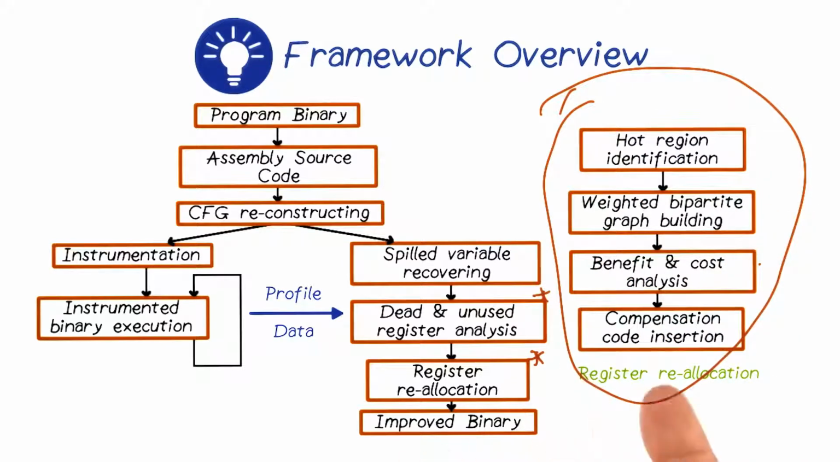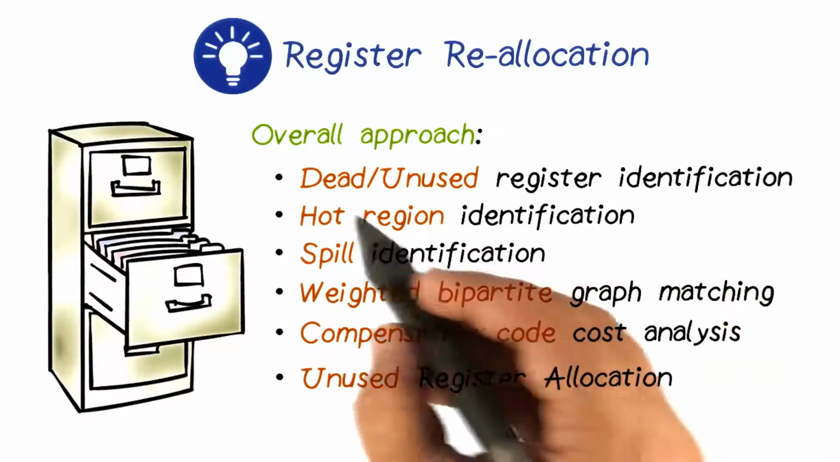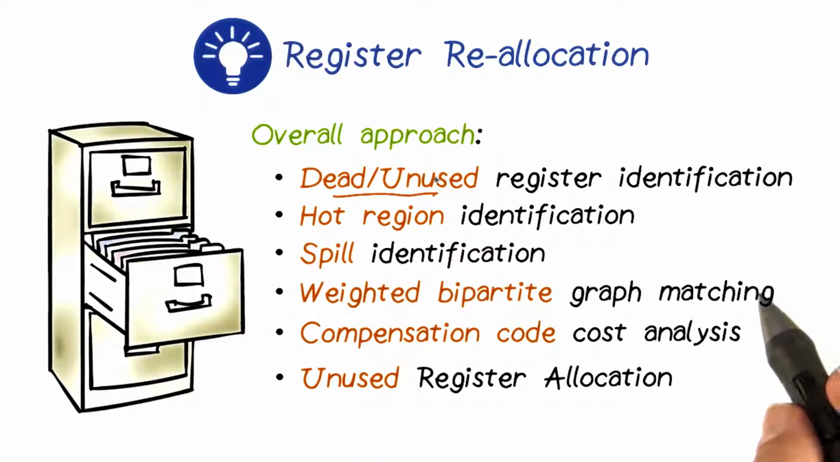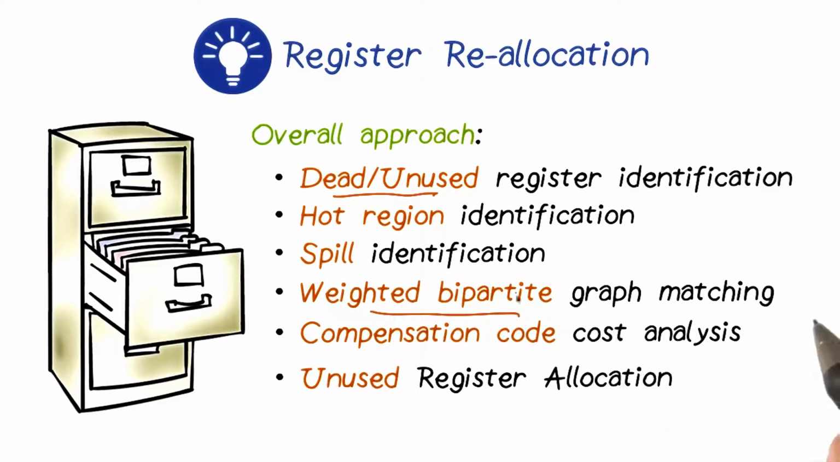And we are going to look at certain details of this now. So one of the key things that we are going to look at here is the dead and unused registers, how to identify them, the hot regions, and then the weighted bipartite matching of those two. And we will do the unused or dead register allocation there as a result of this.